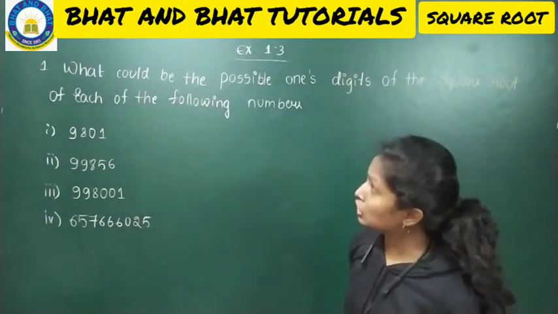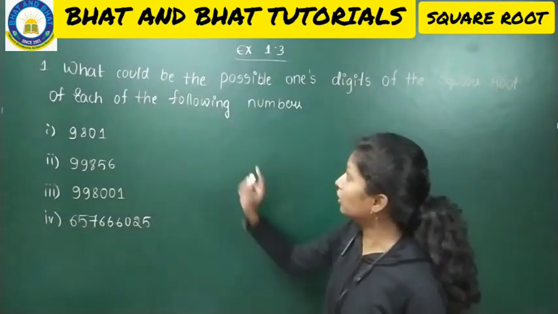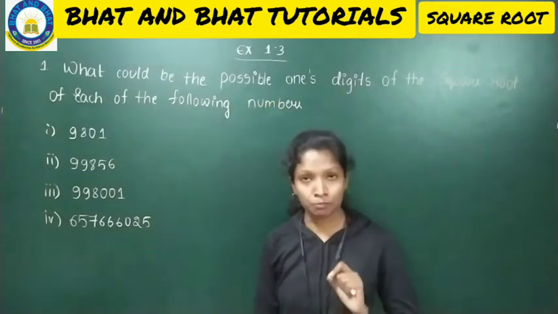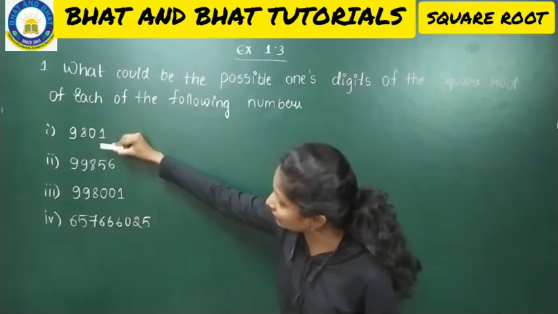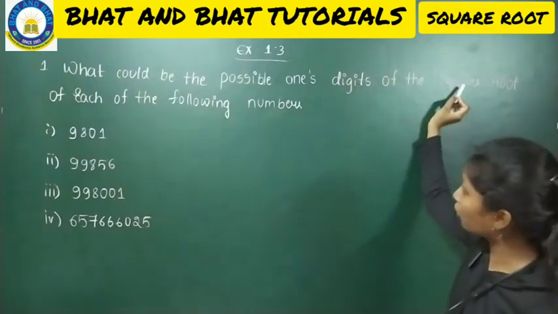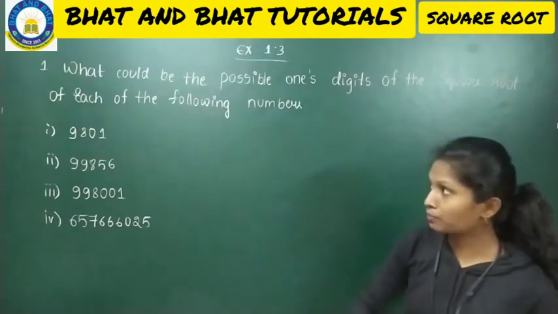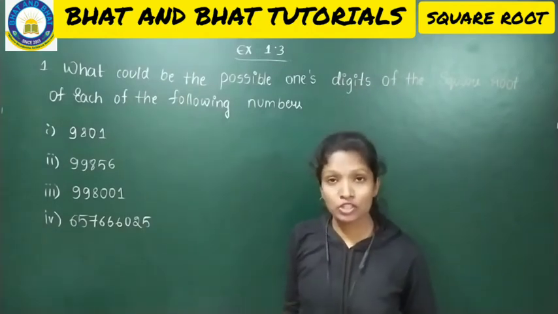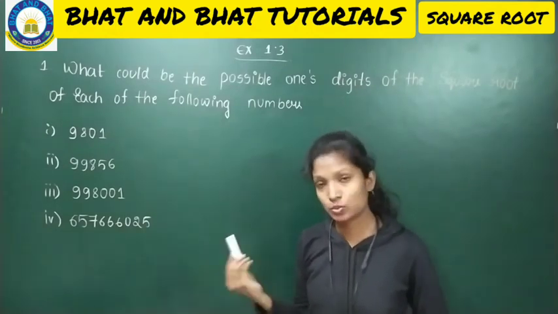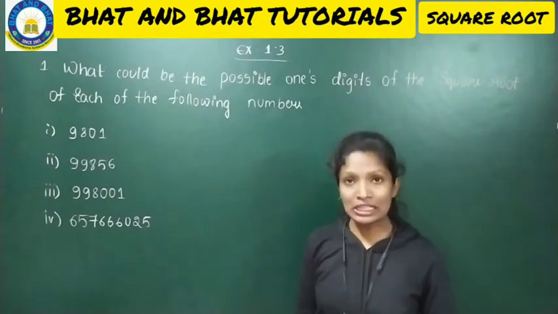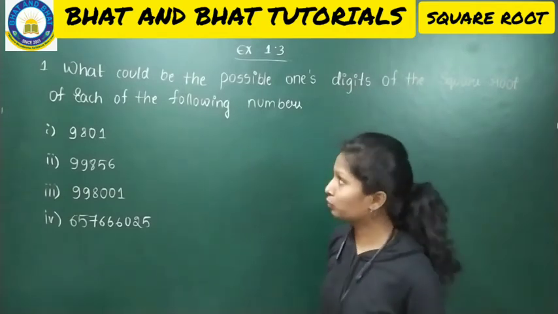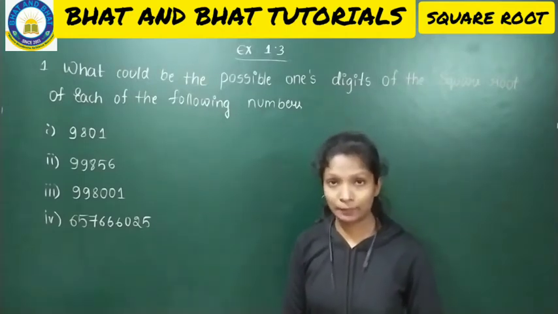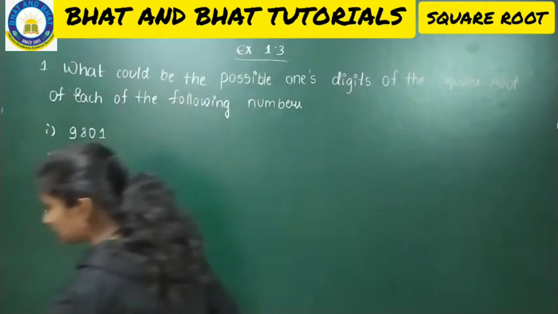See the question. What they're asking is, what could be the possible ones digits? That means the last digit of the square root of each of the following numbers. If you take one number, what is the possibility of its square roots? That's what they are asking over here. To get a square root, we first find the square numbers, correct? So now I'll write the square numbers.